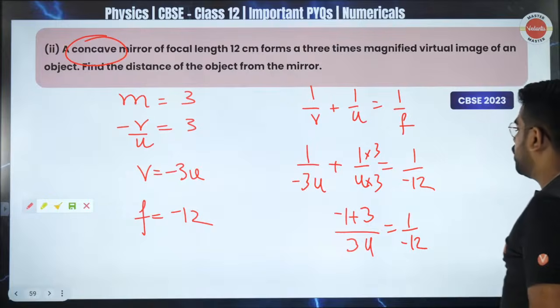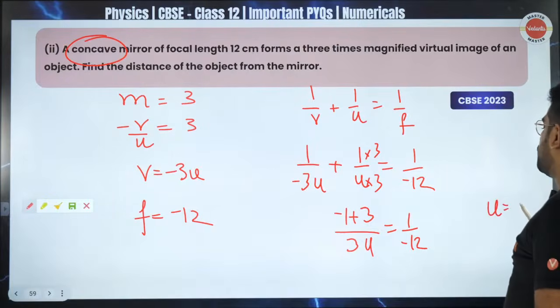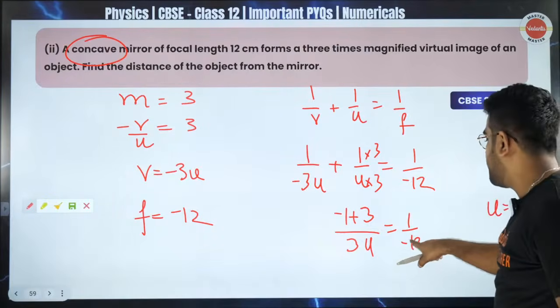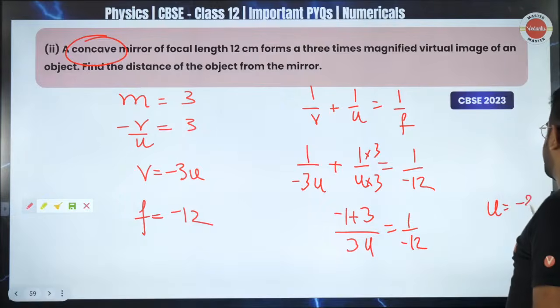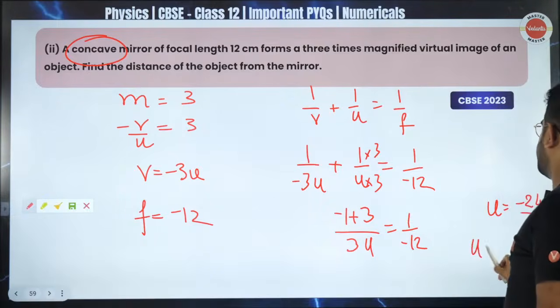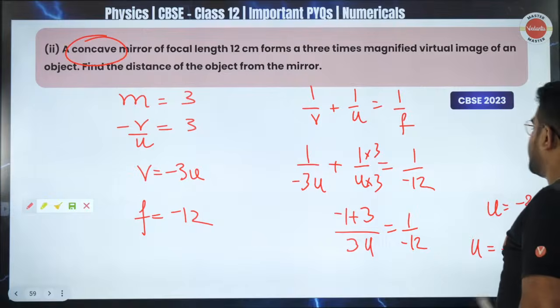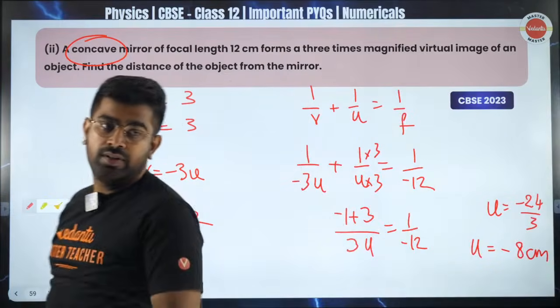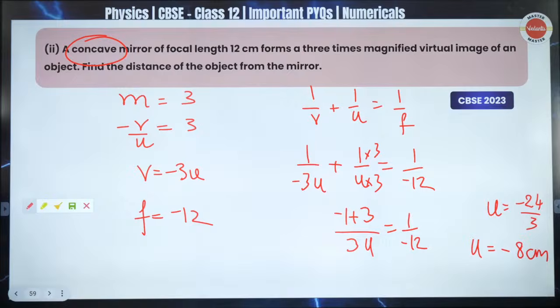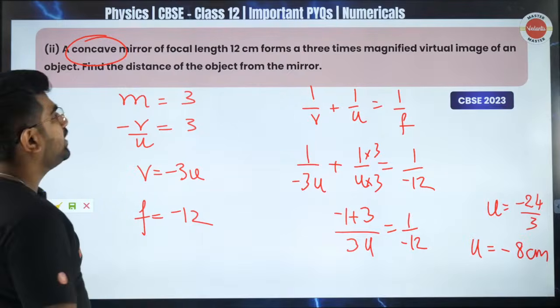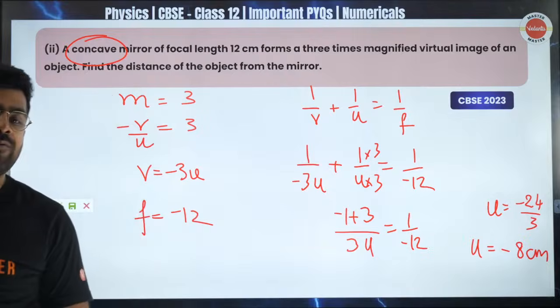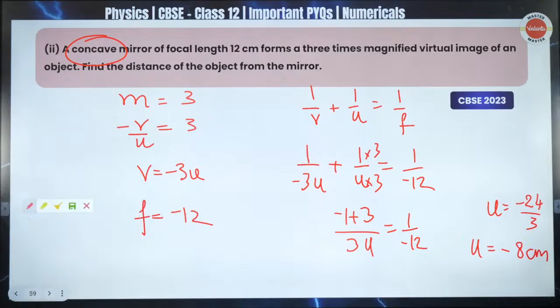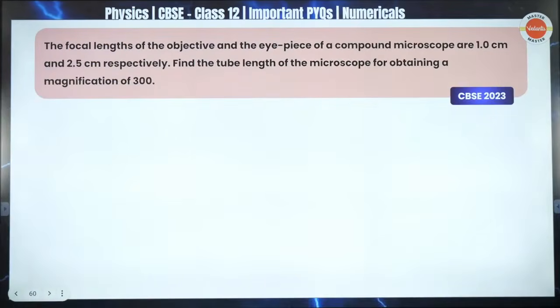So what is U? U is equal to minus 12 into 2, minus 24 by 3. So U is equal to minus 8. So minus 8 is the answer. I hope you liked it. Good question. So it's not very easy, right? Mirror formula you should not find it difficult. Okay, great. Let's go to the next one.